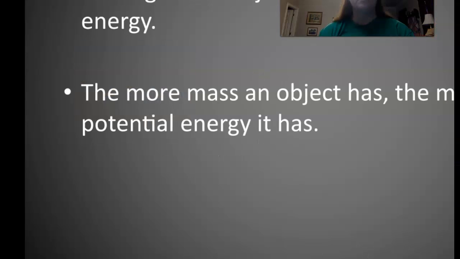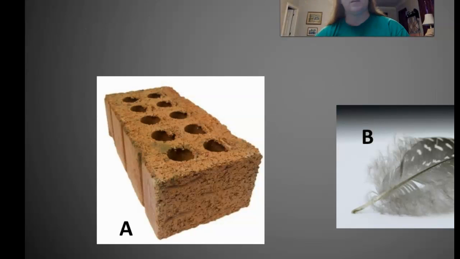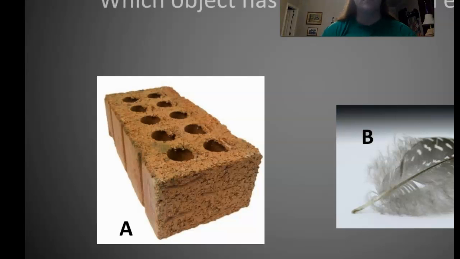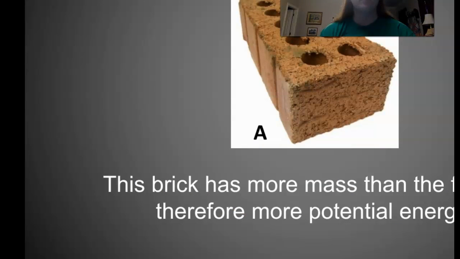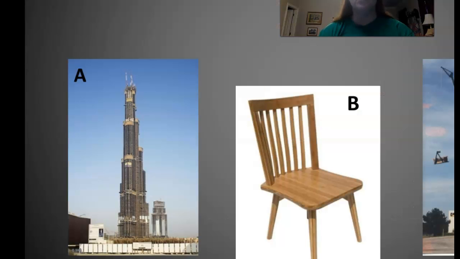The higher an object, the more potential energy. The more mass an object has, the more potential energy it has. You have a brick and a feather. Which one has more potential energy? The brick does, because it has more mass than the feather, therefore more potential energy.